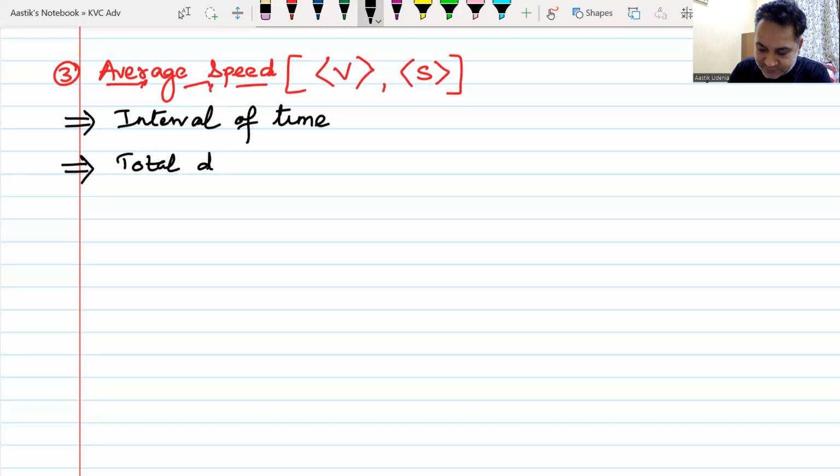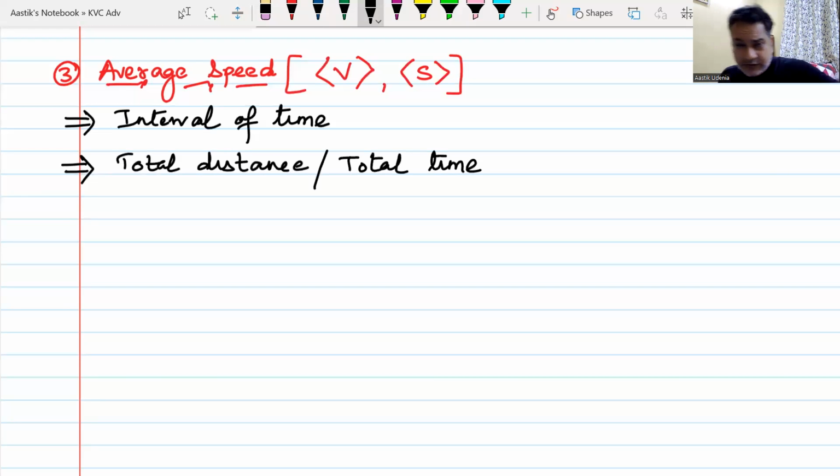Total distance traveled by the body divided by the total time taken. That thing gives me the average value. For example, if I go from here to my office, it is around 8 or 10 kilometers. If I travel it in 1 hour, my speed becomes 8 kilometer or 10 kilometer per hour. Do we understand this? Yes, sir.